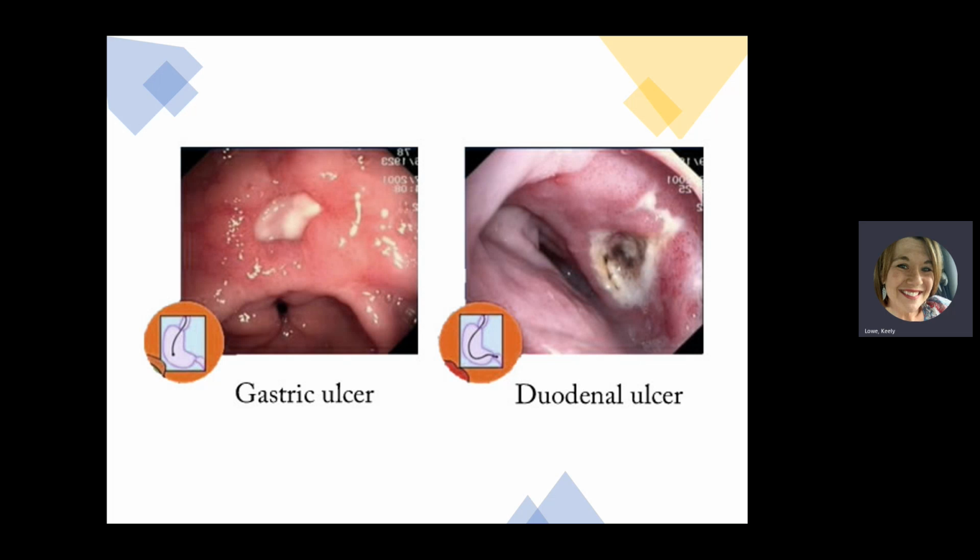These are some pictures of some ulcers. My husband's like, you like really gross pictures. I'm not sitting there watching TV looking at things like the colon.